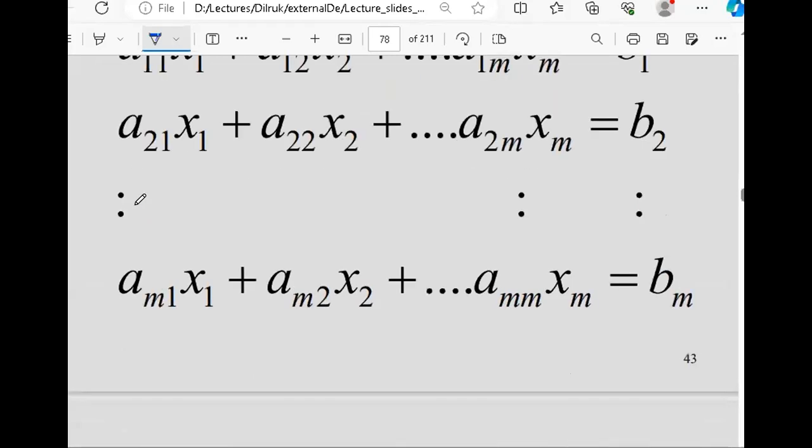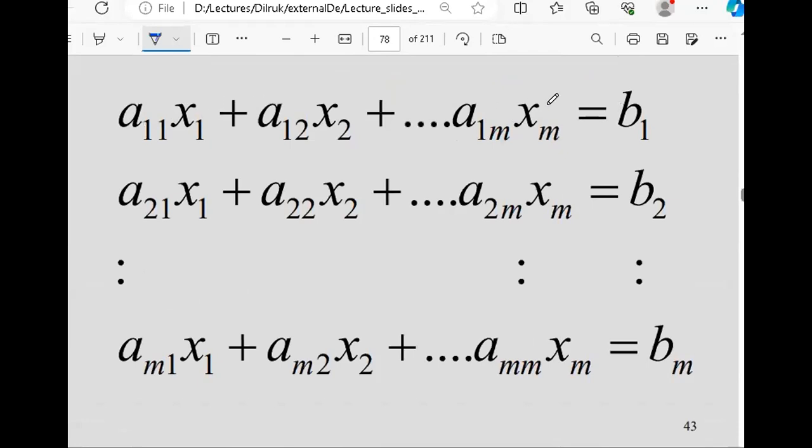That depends on this, if you write this system in matrix form. You can separate the coefficients and the unknowns. A is all the coefficients of these equations. A consists of all coefficients. The first row of A consists of a11, a12, and so on up to a1m.